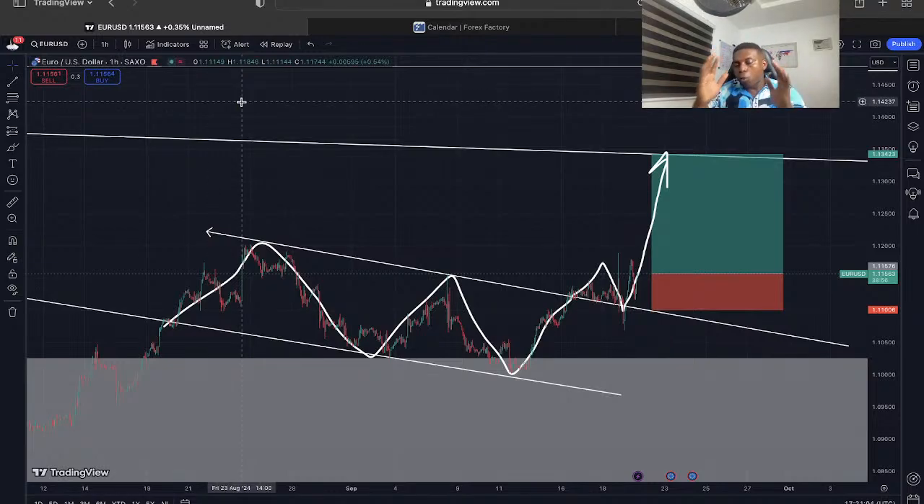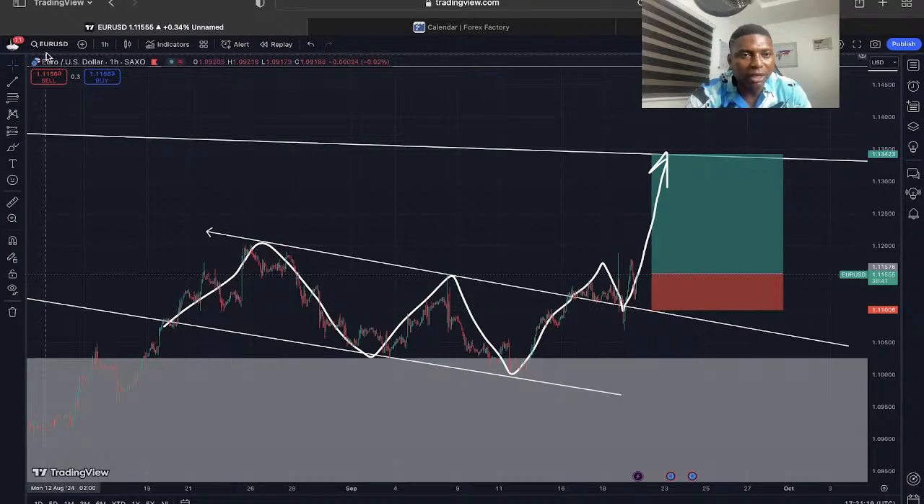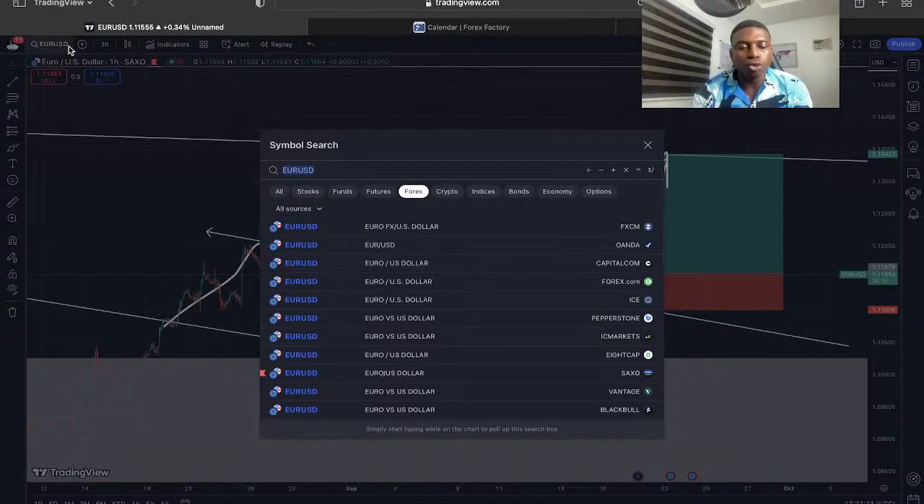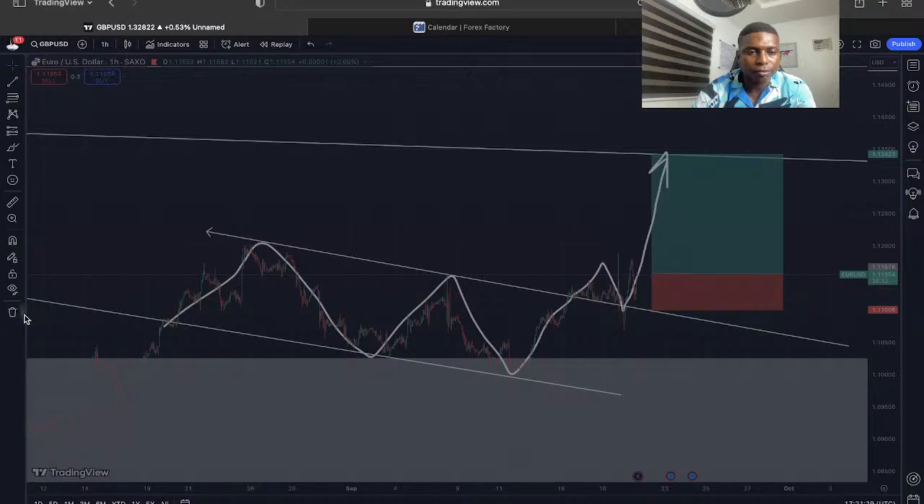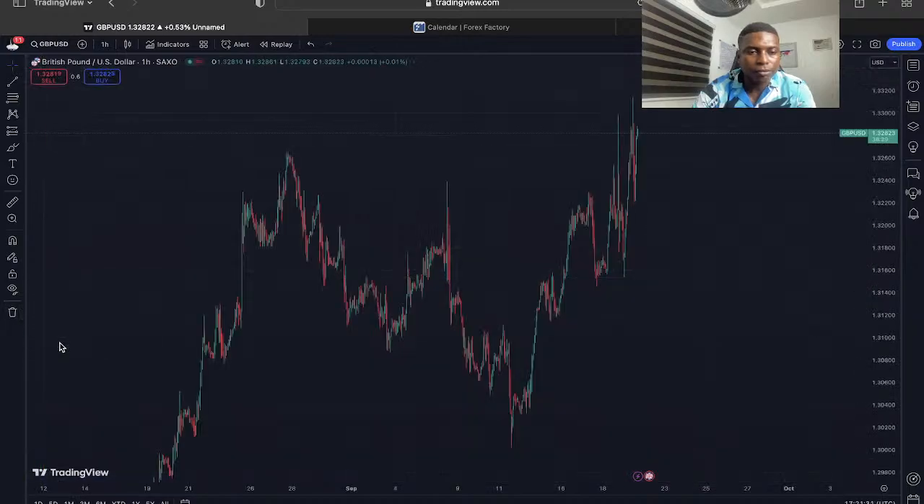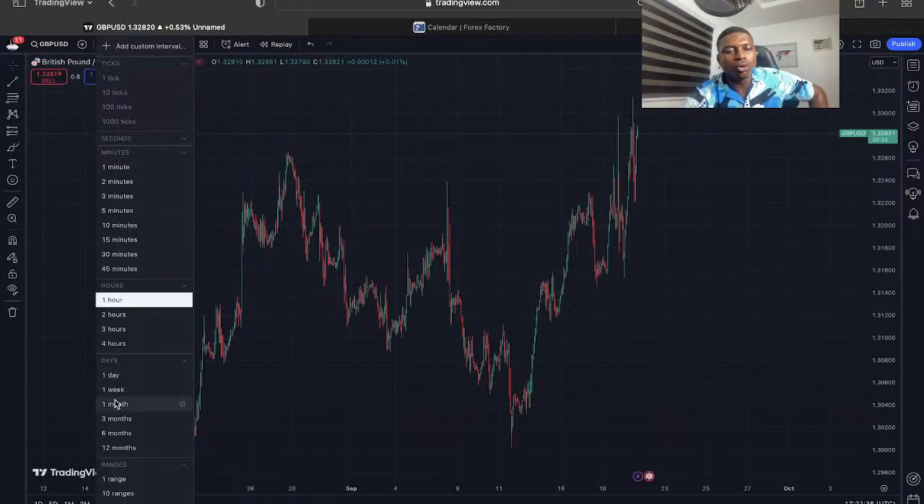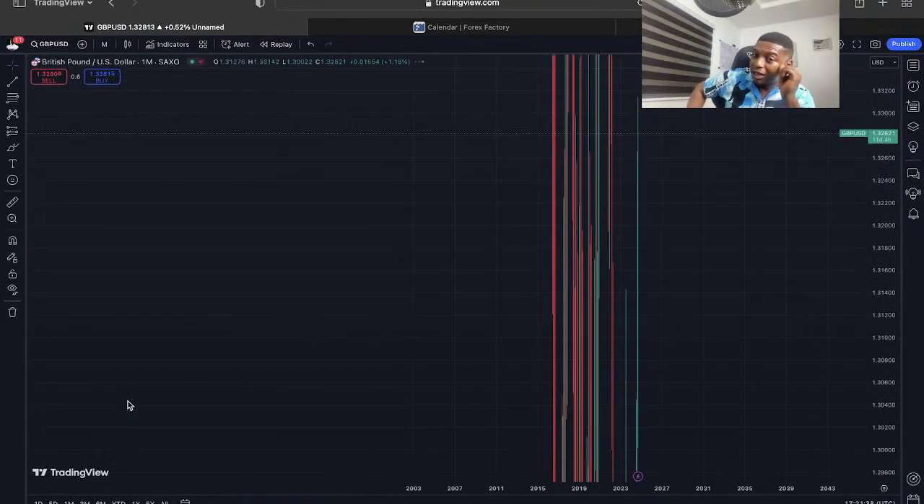Now, what is our outlook on Euro USD? Our outlook on Euro USD is bullish. So let's go to, someone had mentioned GBP USD. Let's go to GBP USD. On GBP USD, we're going to go to the monthly time frame.